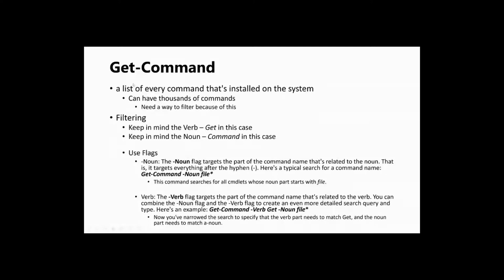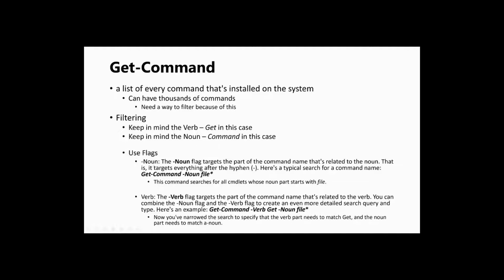Let's focus on Get-Command first. So again, Get-Command lists every single command on your system. I just ran it, and it ran for a long time. There are thousands of cmdlets available. So we need to get into the habit of filtering. There's a couple of different ways to filter: either filtering on the verb, in this case it's Get, or filtering on the noun, in this case it's Command.